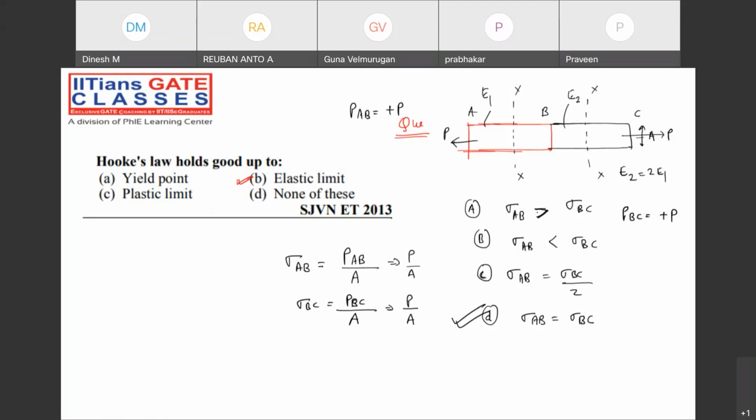Right? Is it done, all of you? Do not think in a very detailed manner. So sigma will be something like E into epsilon. Then I will try to find delta L, something like PL divided by AE and all kinds of stuff. Do not do it. Do not involve in those things. Deformation will be there, and then there will be a difference. If I just talk about the deformation, suppose the lengths are L1 and L2. In that case, P into L1 divided by A into E1. L1 and L2 are also same, but still deformation will not be same.